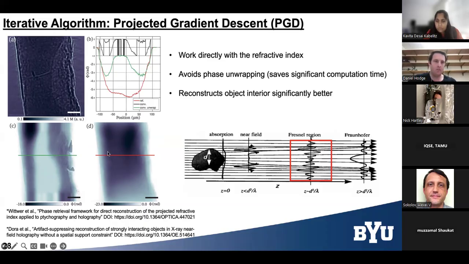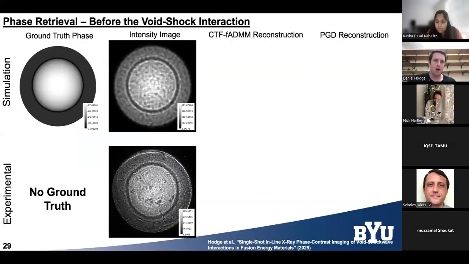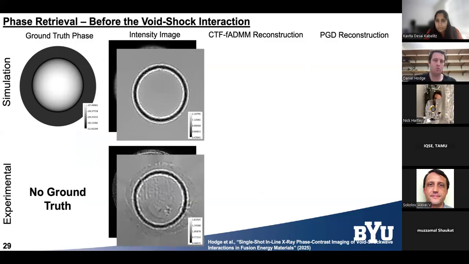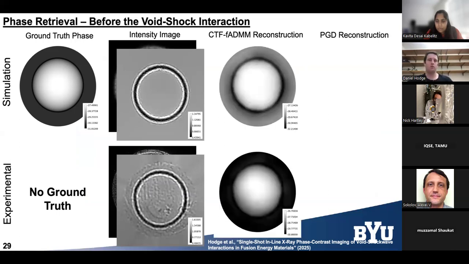And you can avoid unwrapping altogether. To compare with X-ray simulations, this is the ground truth top left, our intensity images that we flat field correct. Using the CTF method, the first deterministic method that I mentioned, we can get a really good phase guess that we can then seed into this PGD reconstruction.